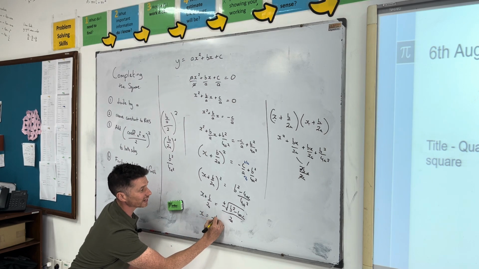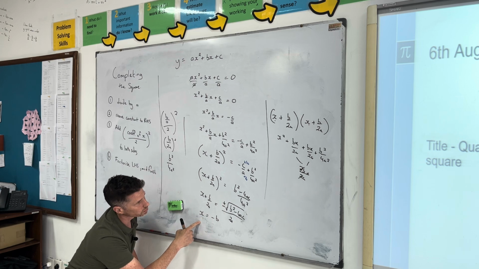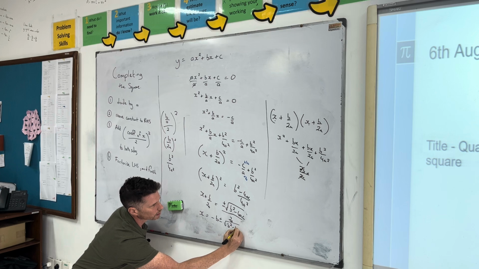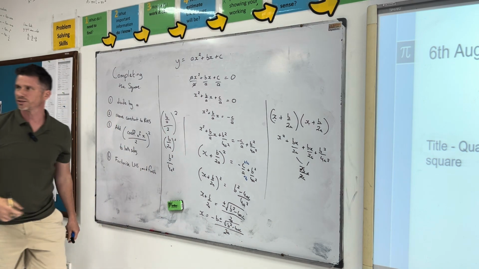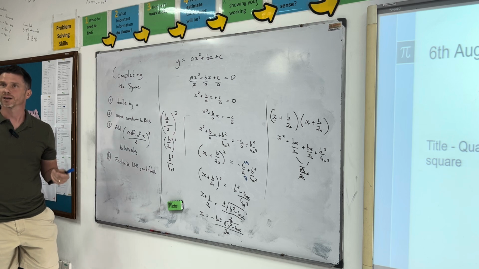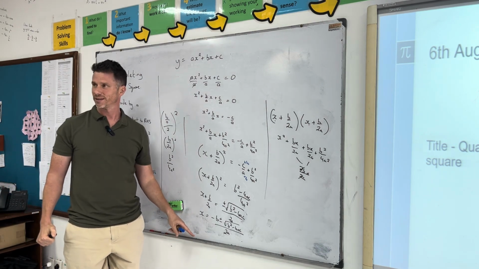And then if I bring this over, x is equal to minus b, plus or minus. Oh, it is the quadratic formula. So that's how it works. The quadratic formula works because it is completing the square in formulaic form.